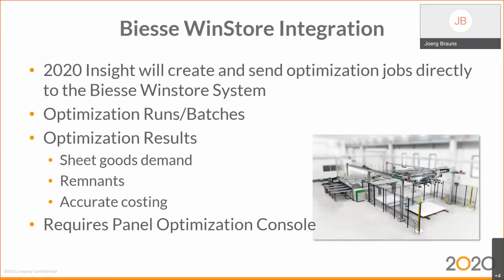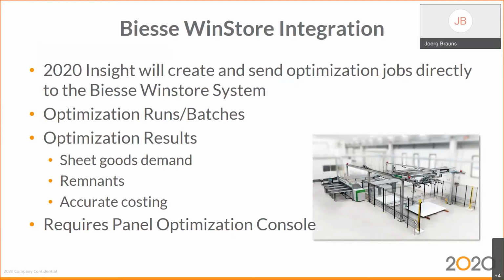Just to review, for the WinStore system we do need our new optimization module, which everyone who has anything with machine integration would get anyhow. But that is a requirement. And just a quick review, you remember that with the new optimization module in Insight, we have the possibility to run multiple optimizations at the same time. For example, you want to do either 3 cuts to get a part out of a sheet or 5 cuts out of the sheet.